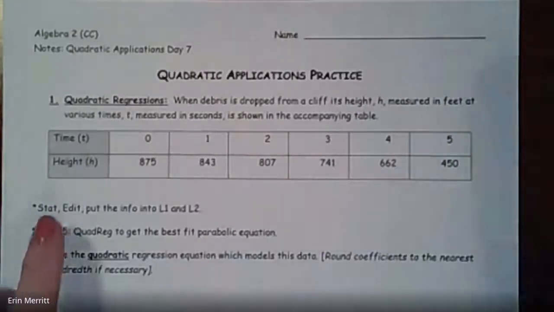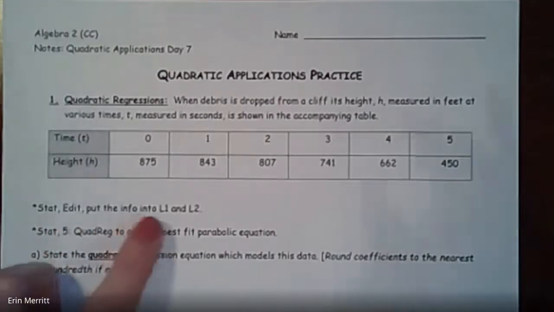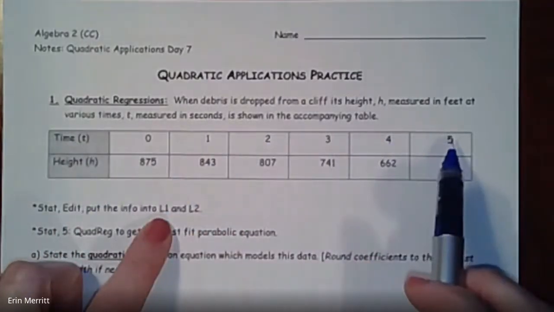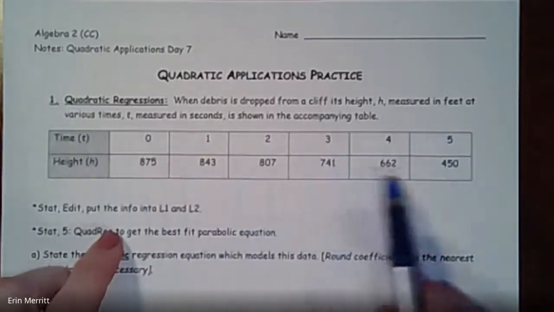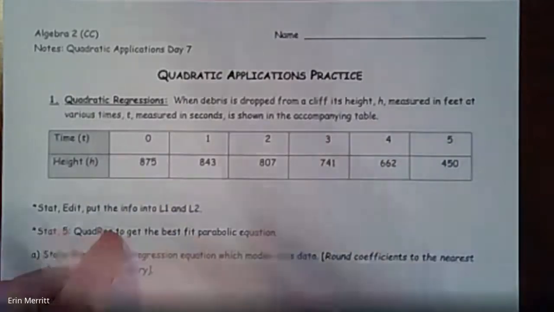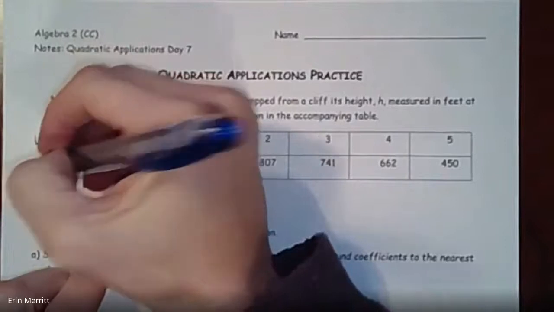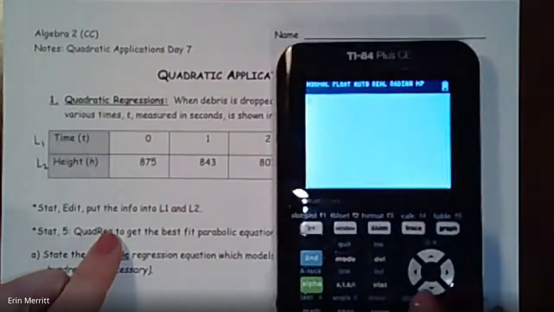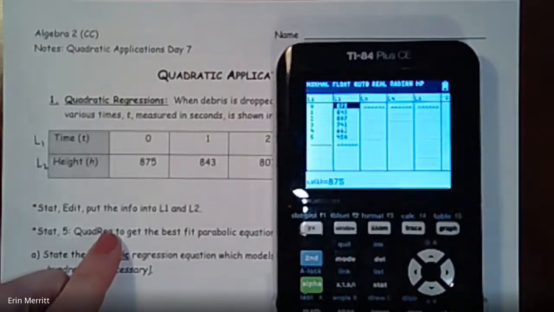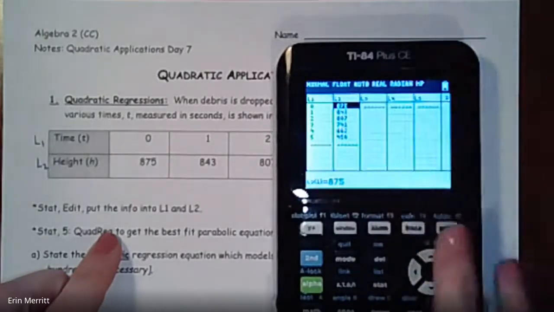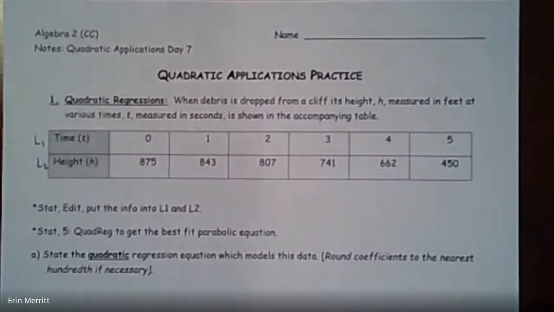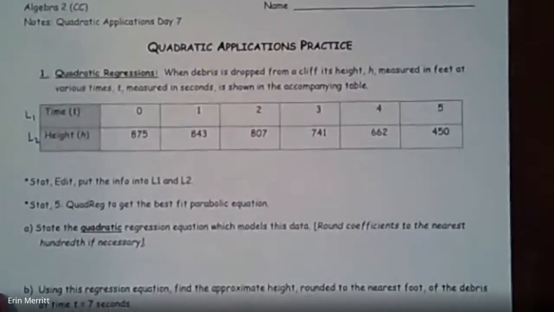And so the first thing you have to do is put it into your calculator. So you have to go to Stat, Edit, and then type in the time after the debris has been dropped, and then the height at those given times. So this has to be L1 and L2. When you go to Stat and then Edit, this is where you would type it in. I already have mine in here. Just double check once you type it in, make sure it's looking good, and then let's do it.